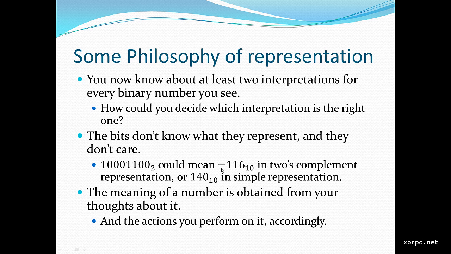That means that when you look at a group of bits, for example, this group of 8 bits, it could mean minus 116 in base 10, if we look at the 2's complement representation, or it could mean 140 in base 10, if we consider the simple representation, or maybe we should call it the unsigned representation. The meaning of the number is obtained only from your thought about it, and maybe the actions you perform on it accordingly.